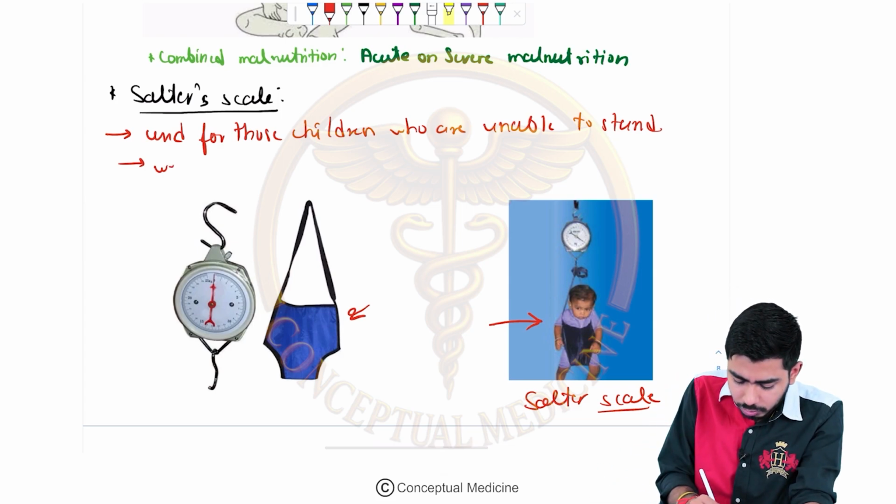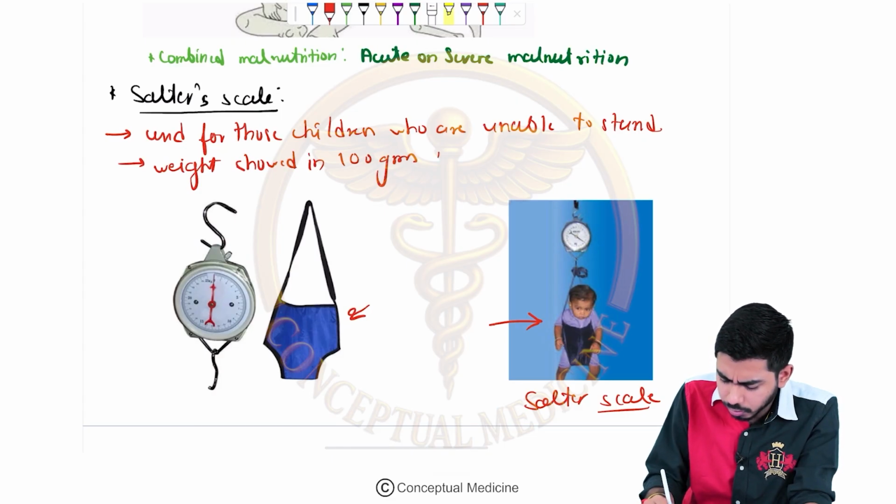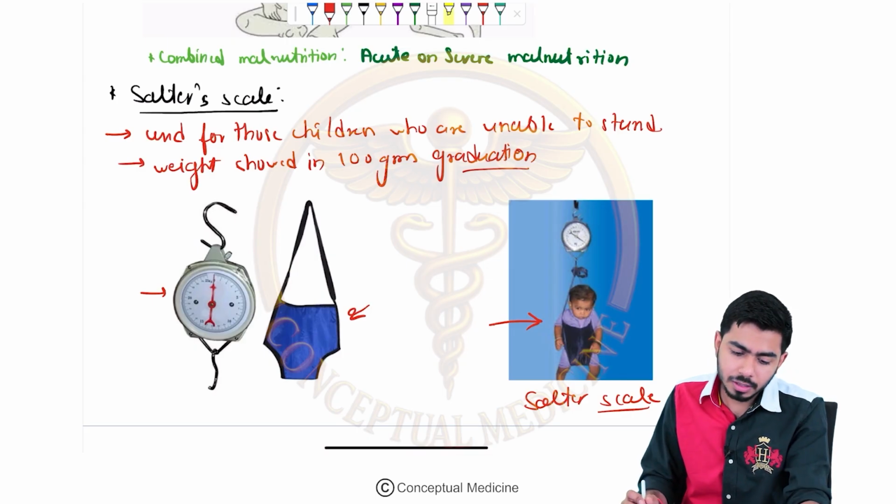Second thing over here, it will be showing the weight in 100 grams of graduation, which is its unit, right? 100 grams of graduation on the scale. Okay, fine.